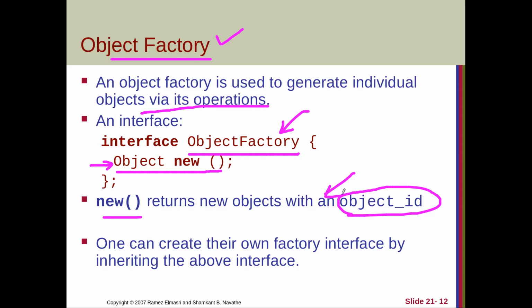So if you want to create some simple objects, generally we can use the interface ObjectFactory and the new operation. Now we can also create our own factory interface by inheriting this ObjectFactory interface. If we want to create our own object factory, we can create a new one by inheriting this ObjectFactory interface, and based on that we can create our own different objects.